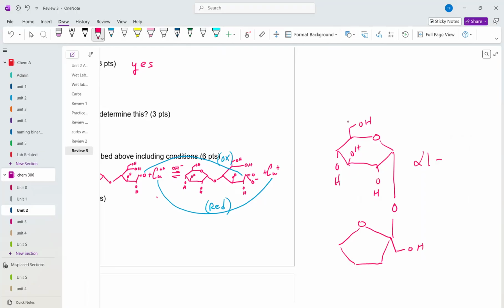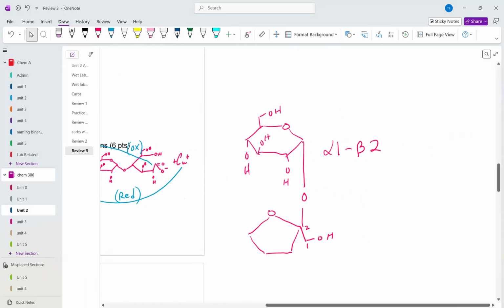And this OH is going up, so that's a beta. And that's carbon 1, 2, so it's beta 2. So it's an alpha 1, beta 2. See where the alpha and betas come in? You see that? Yeah, because fructose by itself looks like this.